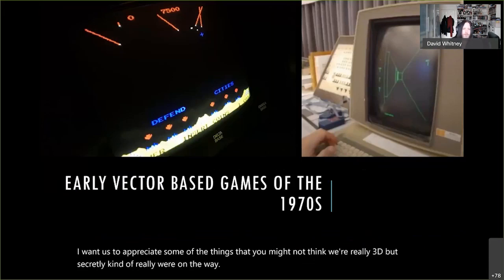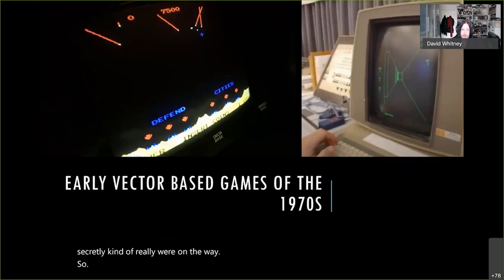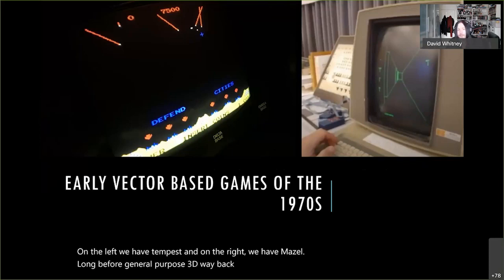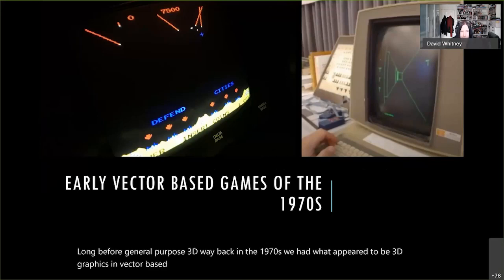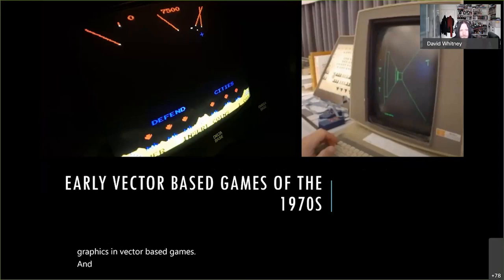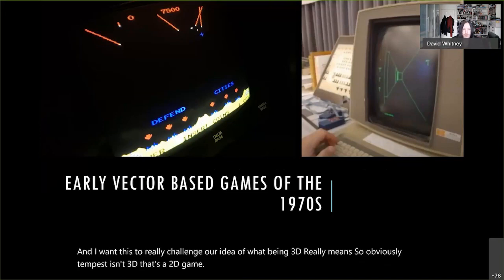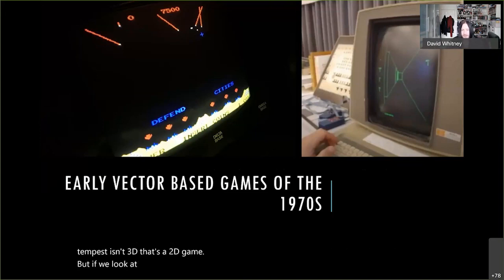So on the left we have Tempest, and on the right we have Maze War. Long before general purpose 3D, way back in the 1970s, we had what appeared to be 3D graphics in vector-based games. And I want this to really challenge our idea of what being 3D really means. Obviously Tempest isn't 3D, that's a 2D game. But if we look at the screenshot of Maze War, this is technically the first three-dimensional first-person shooter.